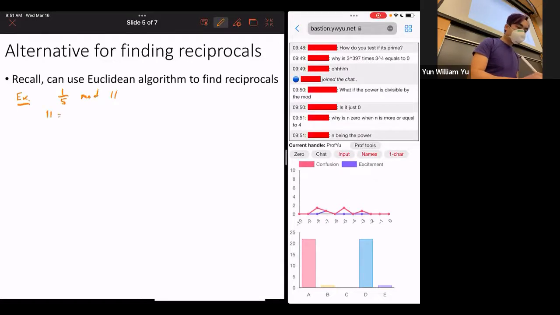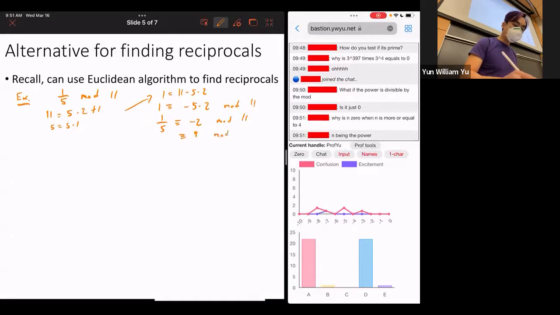Well, you use the Euclidean algorithm to find 11 is equal to 5 times 2 plus 1. 5 is equal to 5 times 1. And so this implies that 1 is equal to 11 minus 5 times 2, or 1 is congruent to minus 5 times 2 mod 11. So then 1 divided by 5 is congruent to minus 2 mod 11, which is congruent to 9 mod 11. Okay, so this is the Euclidean algorithm for finding reciprocals.